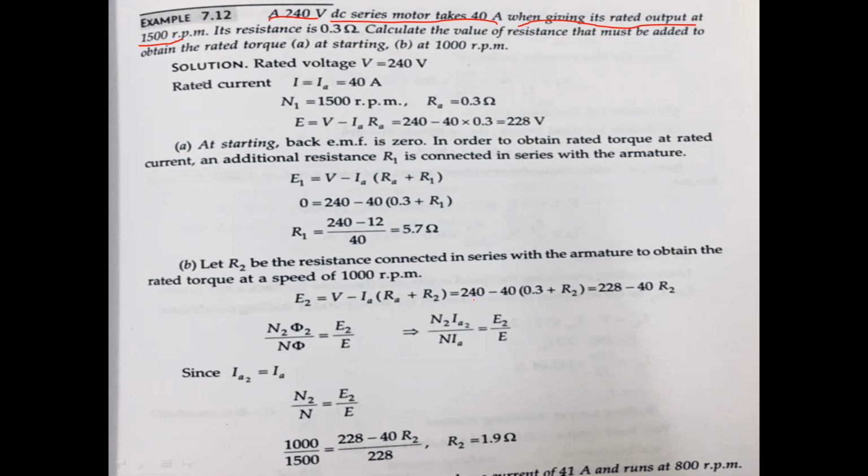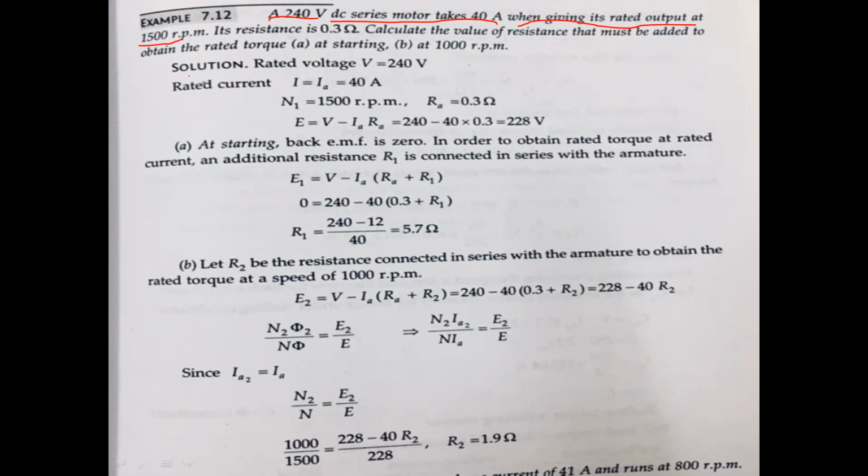First case at starting, and second at 1000 rpm. What is the resistance that must be added in series with the circuit? Because in a series motor, armature and field are both connected in series. In addition to armature resistance and series field resistance, we have to add some external resistance to obtain the rated torque at starting as well as at 1000 rpm. Starting torque and torque at 1000 rpm are the same.